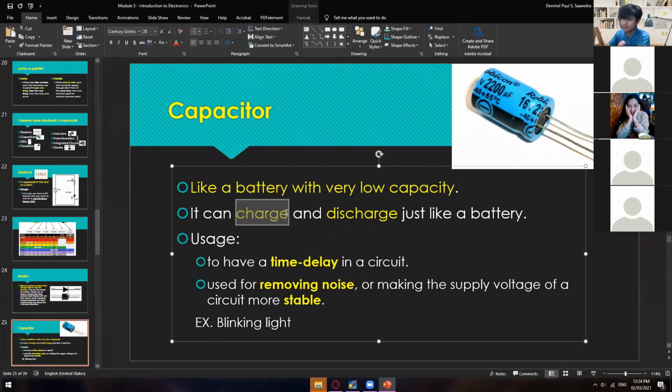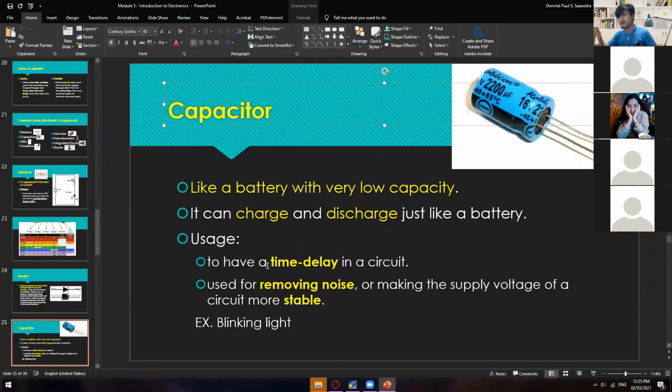Since it has a low capacity, it charges very fast and it discharges very fast. Unlike a real battery, which charges very slowly and also discharges very slowly, a capacitor will charge very fast and discharge very fast also. So the main usage of a capacitor is actually to have a time delay. For example, you have already removed the plug of your, let's say, TV. After 2 seconds, that is the only time that it will totally lose all of its power.